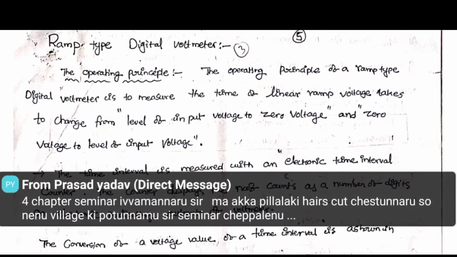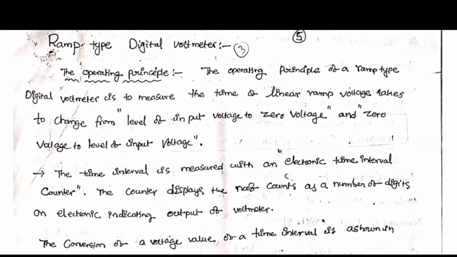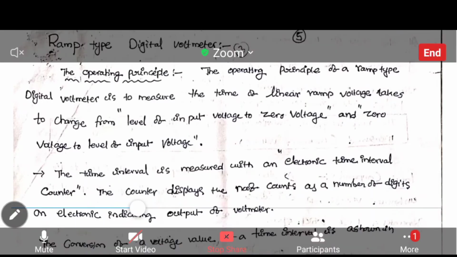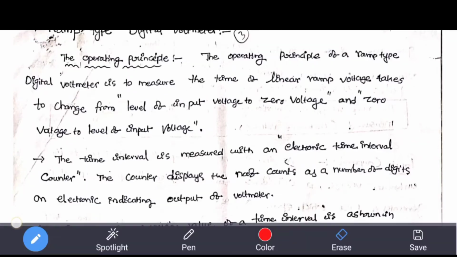Ramp type digital voltmeter. What is the principle of operation of a ramp type DVM? The operating principle of a ramp type digital voltmeter is to measure the time of a linear ramp. What is a linear ramp? You know that linear ramp. It is a ramp voltage, a ramp signal.